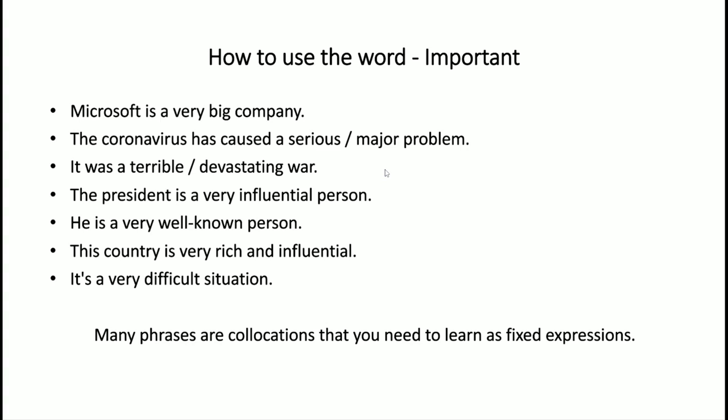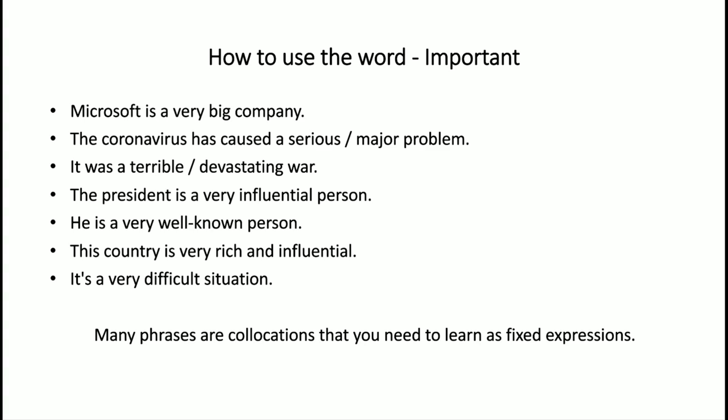The next one, again, it was a terrible war or it was a devastating war, is again showing the use of something negative, but when something has a very, very big but bad effect. So you could use those. The president is a very influential person. Again, here, because influential talks about being powerful. So often that can be substituted. Influential or powerful often mean the same thing.